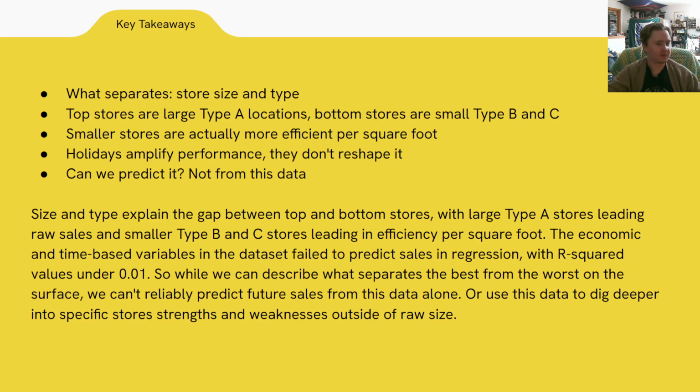So going back to the research question, what separates Walmart's best stores from its worst, and can we predict it? The first half of that question has a clear answer, and the biggest factor is size. Top performers are large Type A stores, averaging 177,000 square feet, while bottom performers are B and C, under 100,000 square feet. But best depends on how you measure it. By raw sales, the largest stores win.